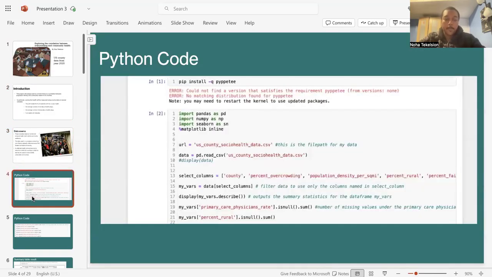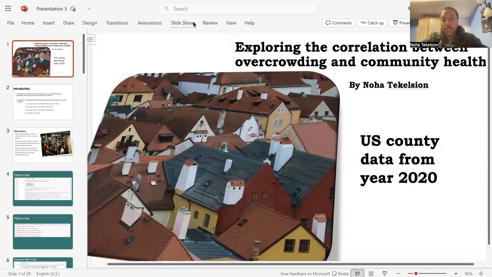Before I move on to some of these variables and how I'll be working with them, I just wanted to show the code of how you read the data set into Jupyter Notebook. Read it in as a CSV file. You can see here, titled the data. I selected the columns I'm interested in. County, percent overcrowding, population density per square mile. Actually, these are good measures of population density, right? Because if we go to the first slide, I'm looking at how overcrowding and community health are correlated.